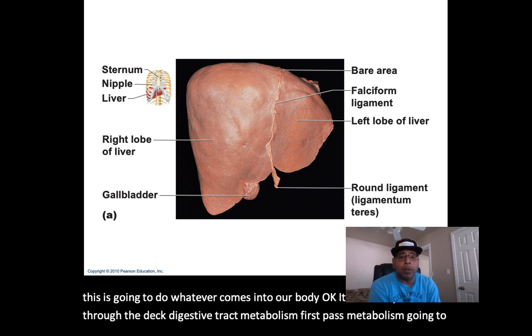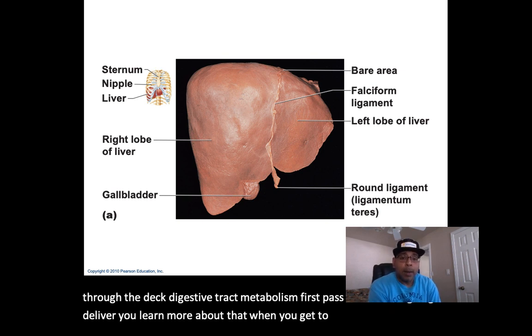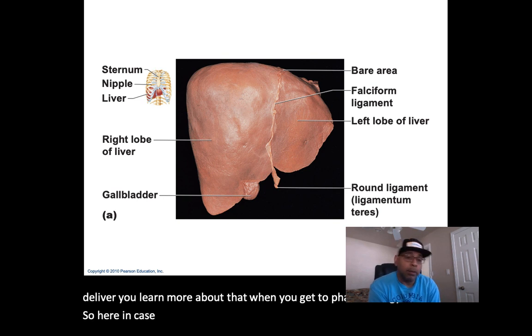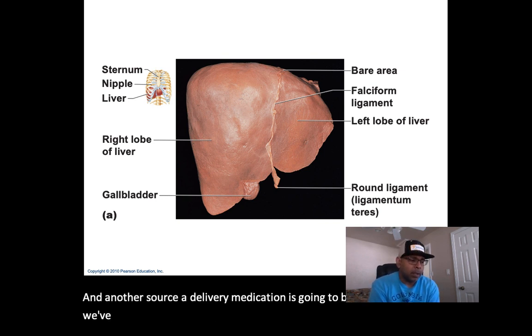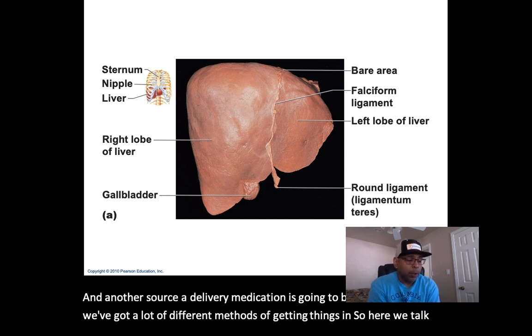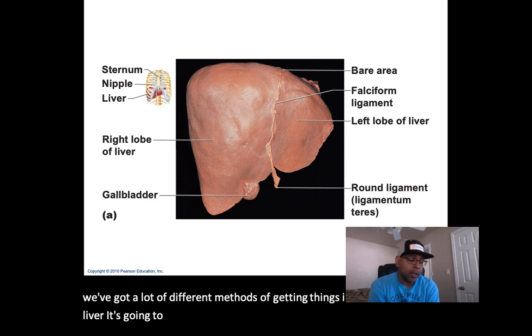You'll learn more about that when you get to pharmacology. So in case you want to bypass that route, we give IV. And then another source of delivering medication is going to be inhalation. So we've got a lot of different methods of getting things in. So here when we talk liver, it's going to filter and process nutrient-rich blood that gets delivered to it.